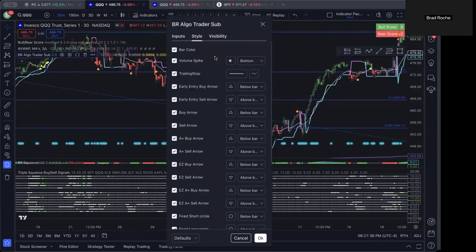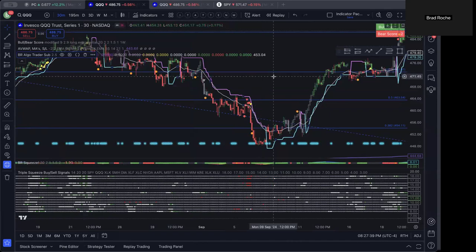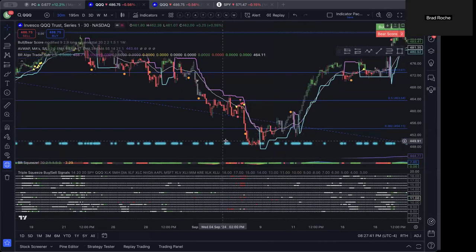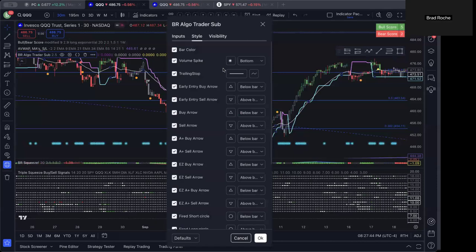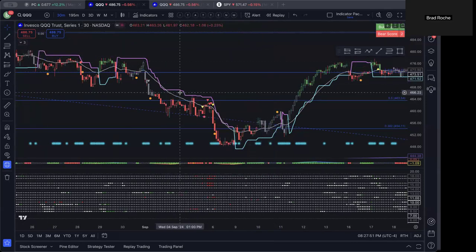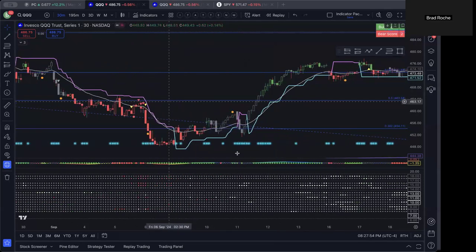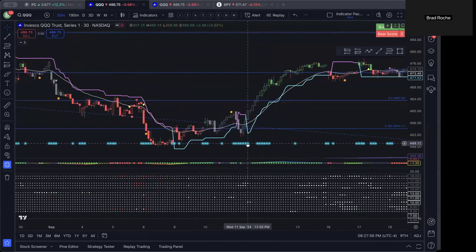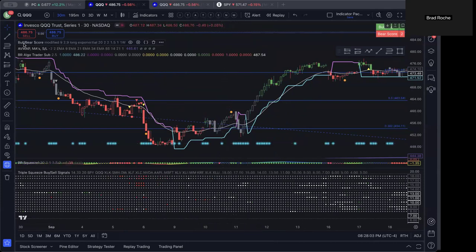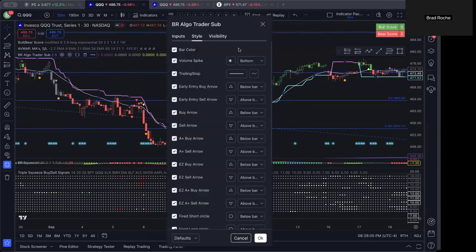Okay, and the next piece is the volume spike. This is these dots down here. You can make this above the bar, below the bar, at the top, on top of the bar, whatever you want to do. Basically, this is your volume indicator. You don't have to have volume on the chart. If it's above average volume, it's going to show that and indicate that through these dots here. Anytime it's above average volume, it'll show those dots. We added that to help you with confirmation that a move is really happening and there's people backing it, right?